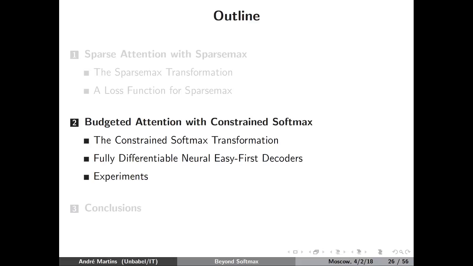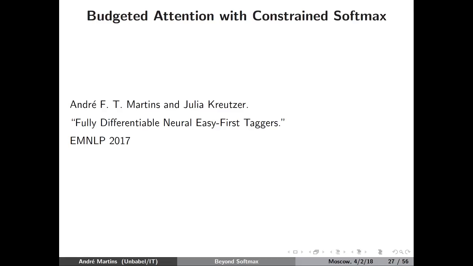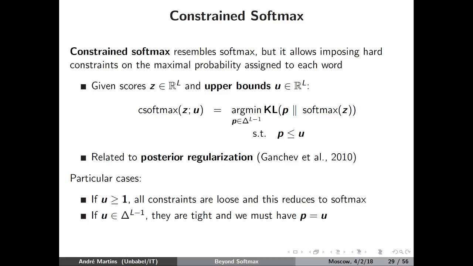Okay, so the second part, this is work that we recently presented at EMNLP. This is the paper, Fully Differentiable Neural Lexicon Taggers. And it's introducing another transformation that we call constrained softmax. And so this is what constrained softmax is doing. It resembles softmax once again, but it allows imposing hard constraints on the maximal probability assigned to each word. So for example, if for some reason you know that this word should not receive more than 0.5 probability after attention, this allows you to set this upper bound.